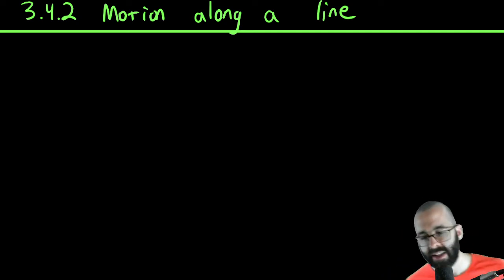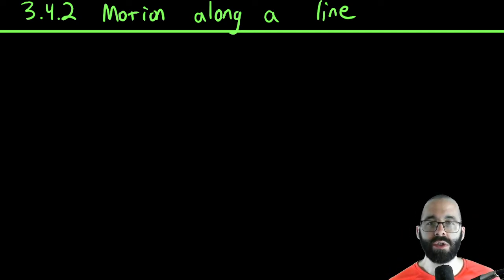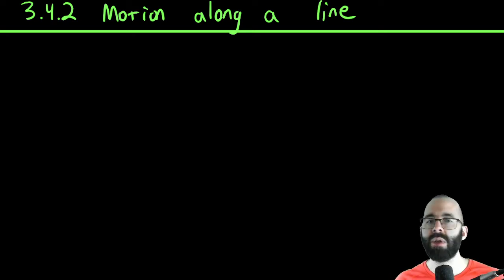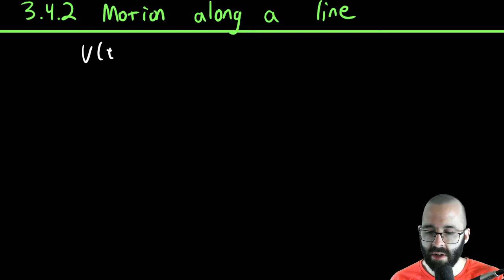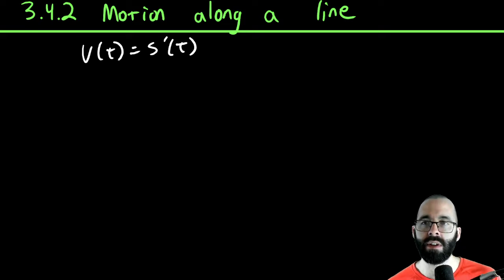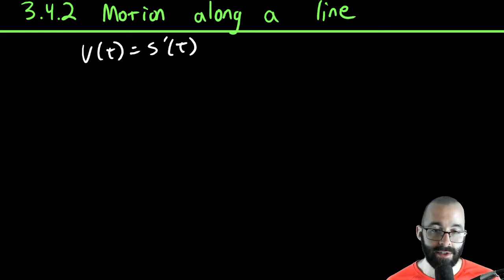This next video is going to have us talking about motion along a line. So we've introduced a little bit of information about this, right? If we have a position equation, the velocity is the derivative of the position, right? Velocity is just how fast are you going in what direction? Rate of change of position.